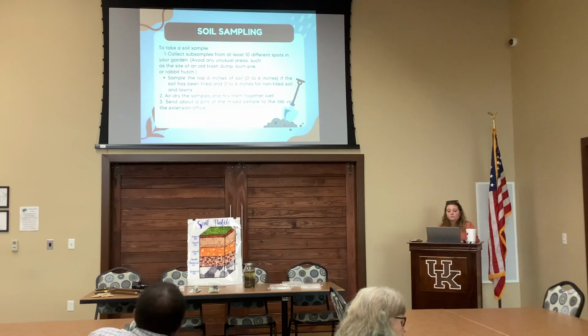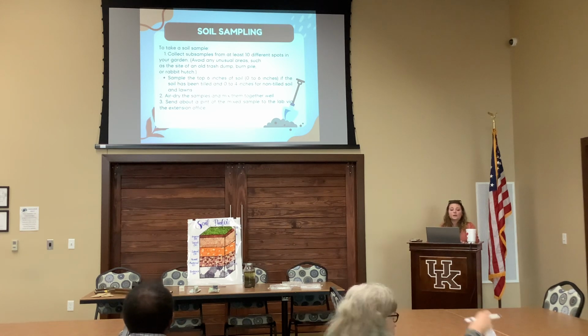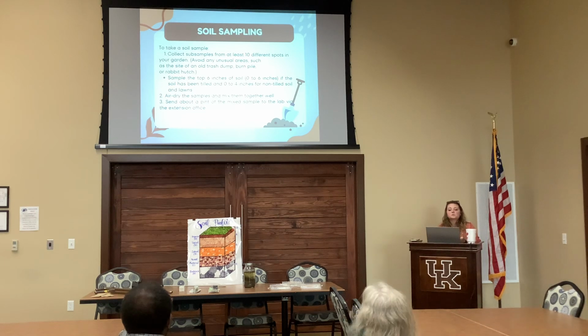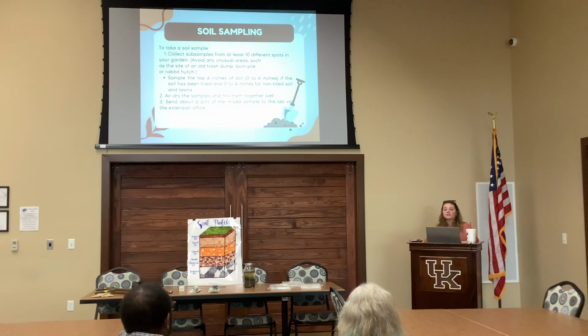Soil sampling. When taking your sample, it's very important to follow these steps. Collect your samples from at least 10 different spots in your garden and avoid any unusual areas such as an old dump site, burn pile, or rabbit hutch. If you know you have a bad spot where your grass is dead or a spot of the garden that holds too much water, don't immediately go to that spot because it's going to skew the rest of your data for your entire garden. So that spot may be in need of one specific thing.